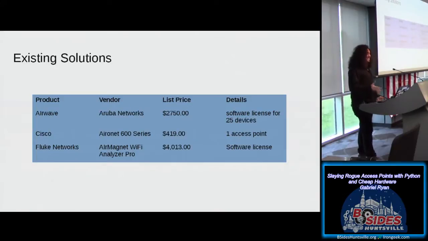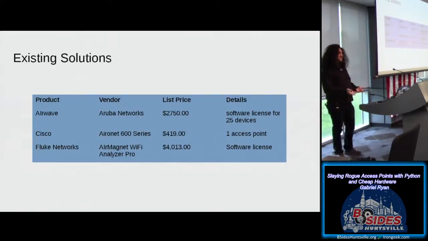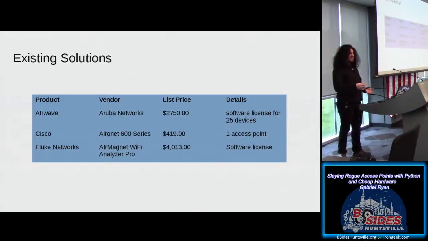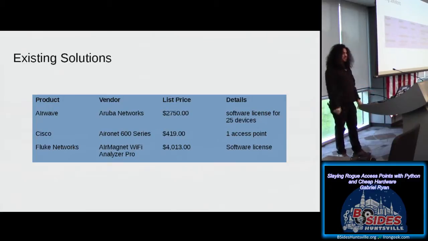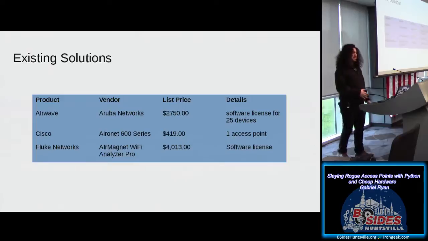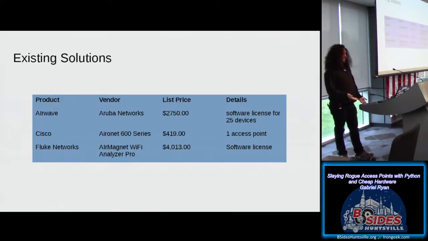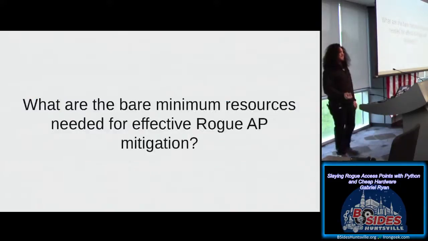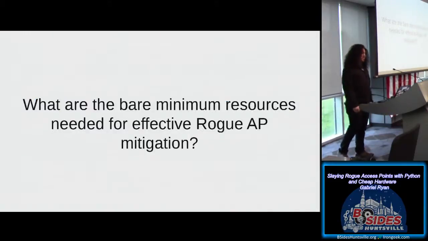So, yeah, that's cool, but you can understand that a network admin on a budget, setting up an enterprise network without unlimited funds, will find that the last thing on their list is going to be rogue AP protection, because it's expensive, and there is arguably stuff that's more important. But we should ask ourselves, what are the bare minimum resources necessary for effective rogue AP mitigation?